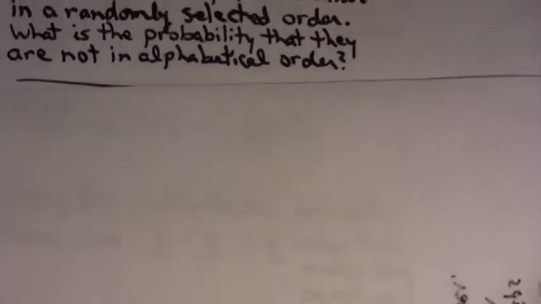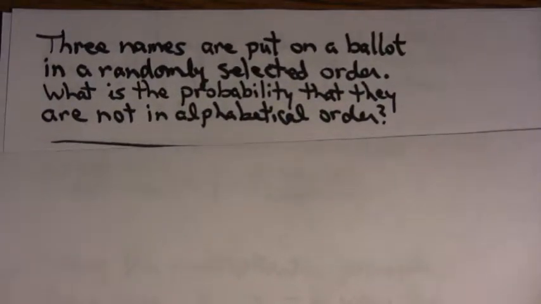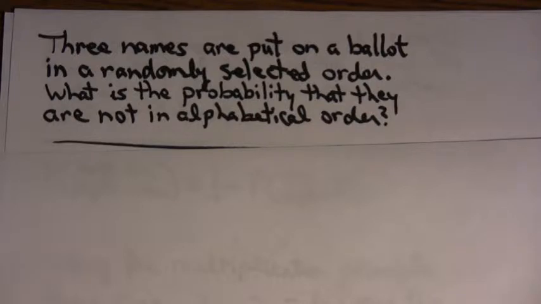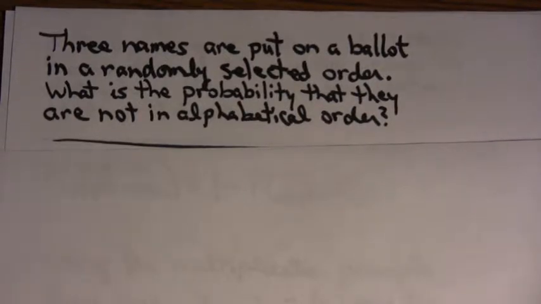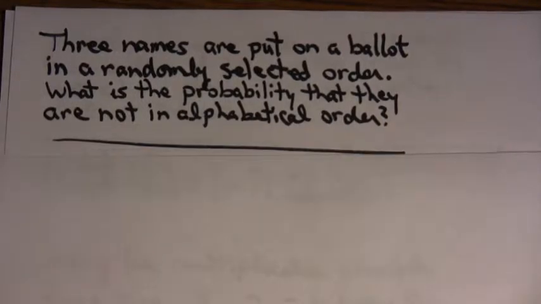Okay, how about another example? This time, we put three names on a ballot in a randomly selected order, and I want to know the probability that they come out not in alphabetical order. Certainly there's more than one way to do this problem, but it seems to me the easiest thing to do here, and again I'm talking about the big picture and thinking it through before you jump into something, is to figure out what the probability is of it actually being in alphabetical order.